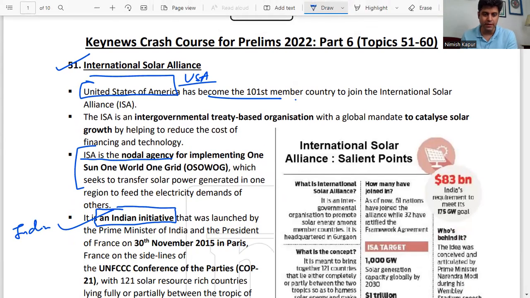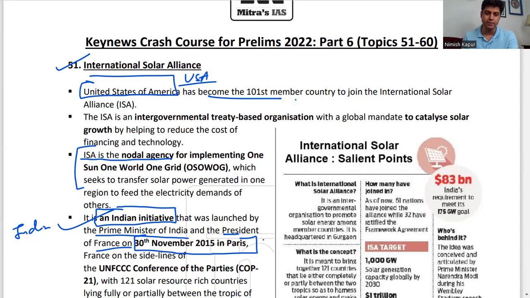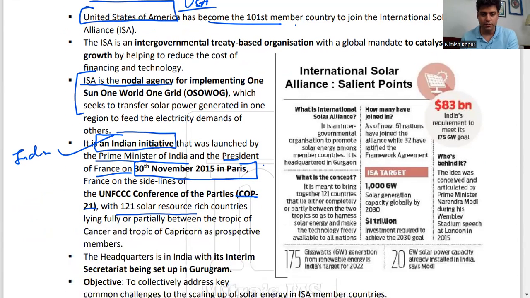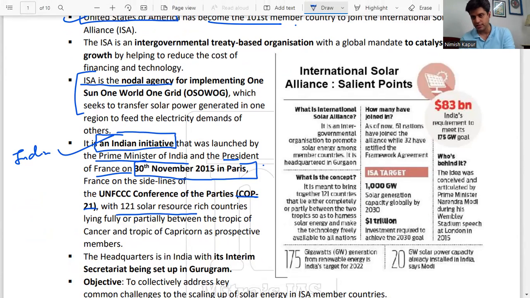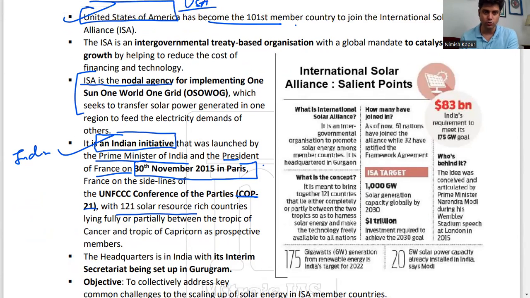which was launched by Prime Minister of India and the President of France on 30th November 2015 in Paris, on the outlines of Paris climate COP21, right? With 121 solar resource-rich countries lying fully or partially between the tropics. So for those members, it was principally open. Currently, 101 members, including United States, are members of International Solar Alliance.